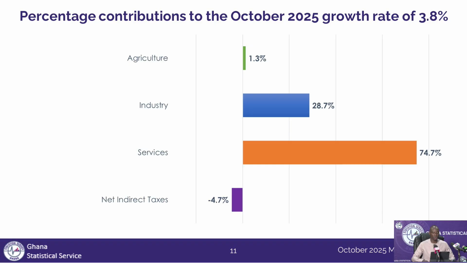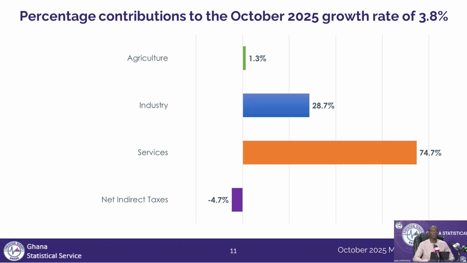In October 2025, agriculture contributed 1.3% to the overall growth of 3.8%. Industry contributed 28.7%, and services contributed the most, 75%, with net indirect taxes contributing negative 4.7% to the overall growth. Together, these contributions sum to the total growth rate of 3.8%.